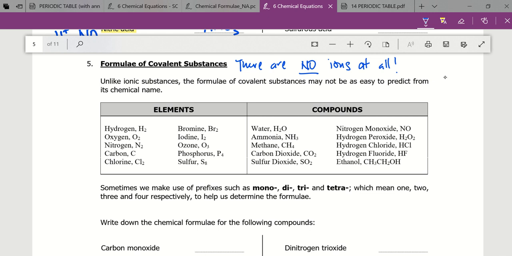For the formula, the first way is by prefixes, which uses words like mono, di, tri, and tetra to help us come up with the number of atoms in that molecule. And the second way is by memorizing.